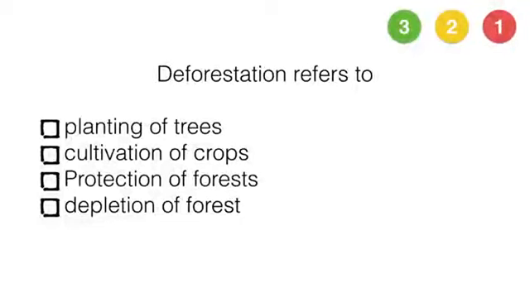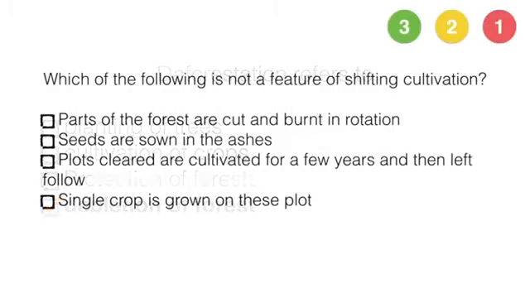Deforestation refers to planting of trees, cultivation of crops, protection of forest, depletion of forest. Which of the following is not a feature of shifting cultivation? Parts of the forest are cut and burnt in rotation. Seeds are sown in the ashes. Plots cleared are cultivated for a few years and then left fallow. Single crop is grown on these plots.